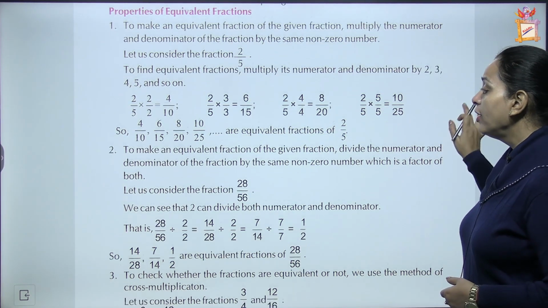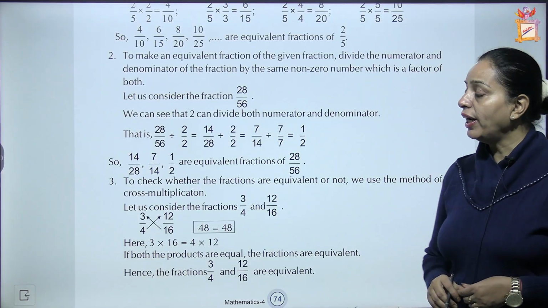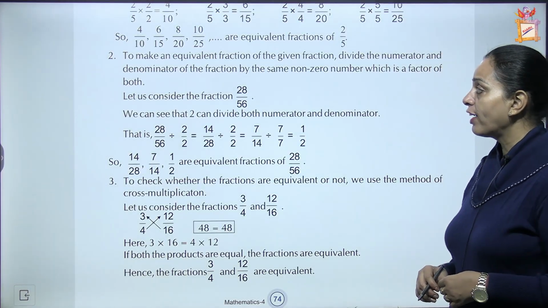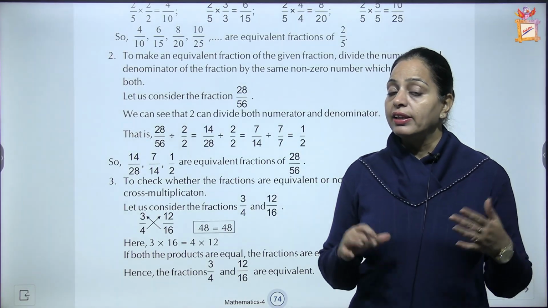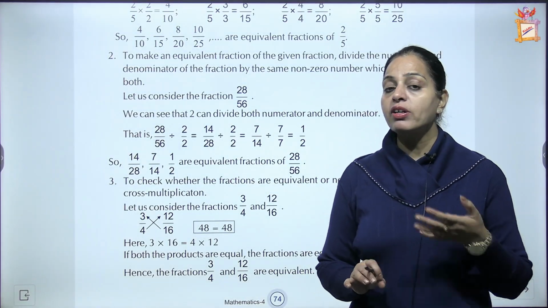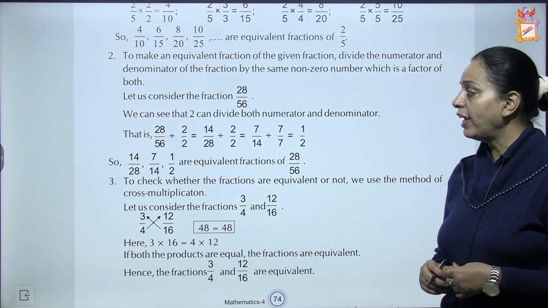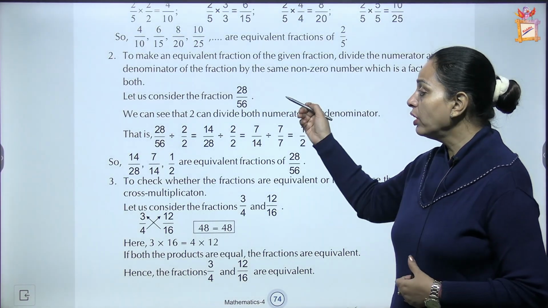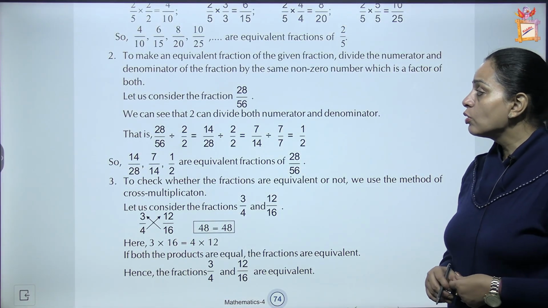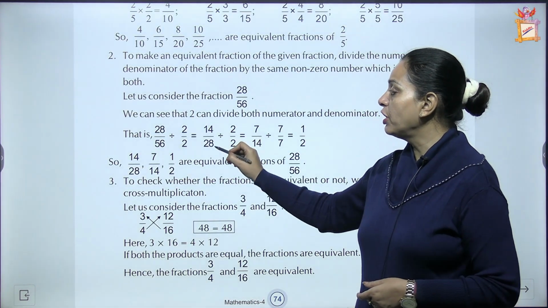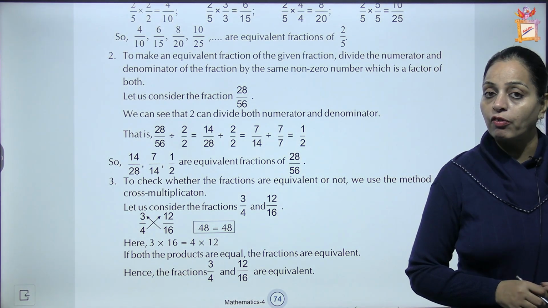The second one, to make an equivalent fraction of the given fraction, divide the numerator and denominator of the fraction by the same non-zero number which is a factor of both. देखो हम मल्टीप्लाई भी कर सकते हैं और डिवाइड भी कर सकते हैं. So see, let us consider the fraction 28/56. So both the numbers are divisible by 2. तो दोनों को हम 2 से डिवाइड कर दें. So what we are getting? We are getting 14/28. So this is an equivalent fraction of 28/56.